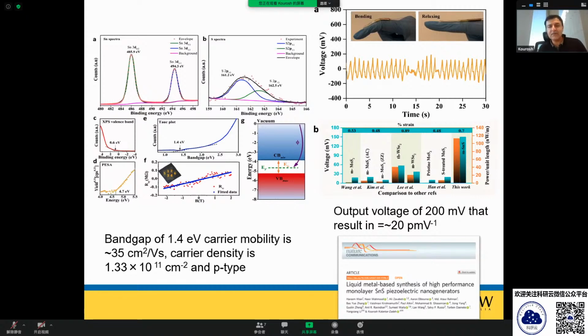P-type materials are very rare in two-dimensional form with this high carrier mobility. We made devices, as you see, and put one on our finger. It produced 200 millivolts of voltage, very high. We did a measurement, and it showed that the piezoelectric coupling coefficient is 220 picometer per volt. It's very high, much higher than most conventional materials. And this output voltage is also very high in comparison to any other two-dimensional material. So it's a record. We didn't reach the prediction that was supposed to be about 140, but the number is still very, very high.